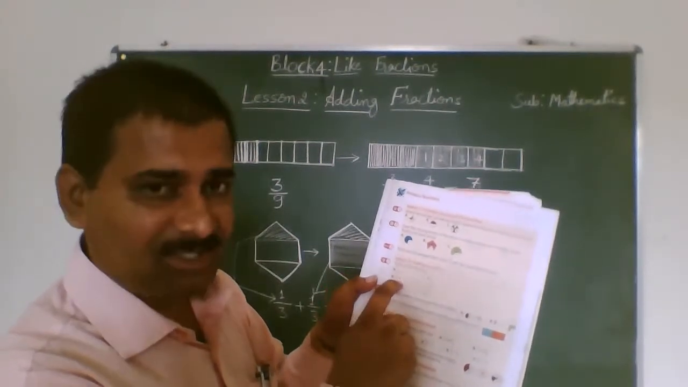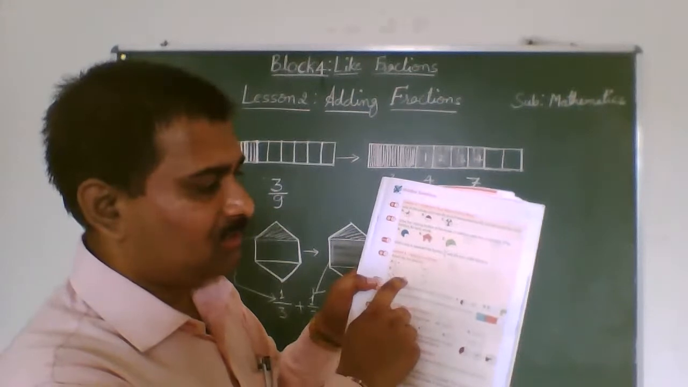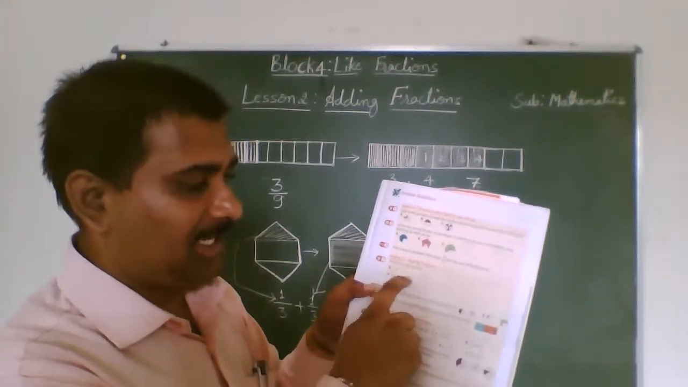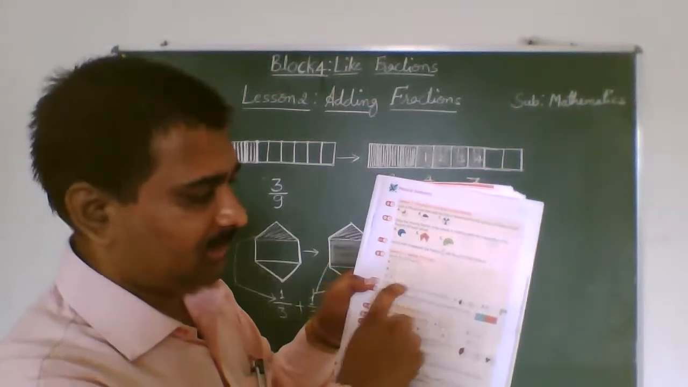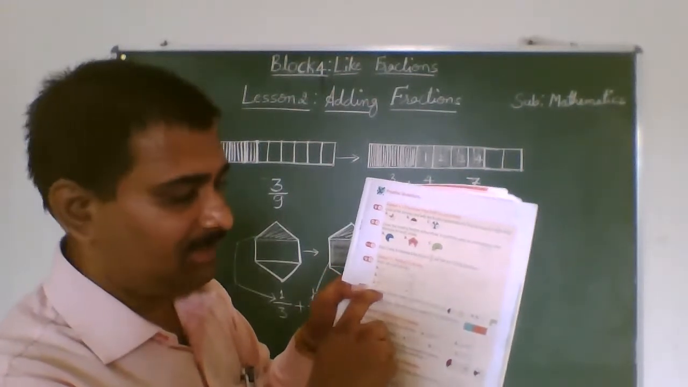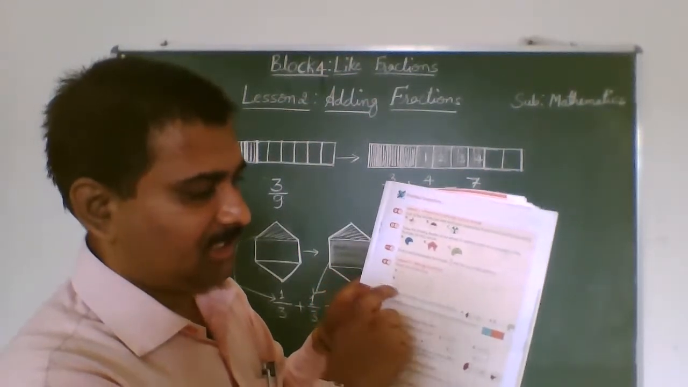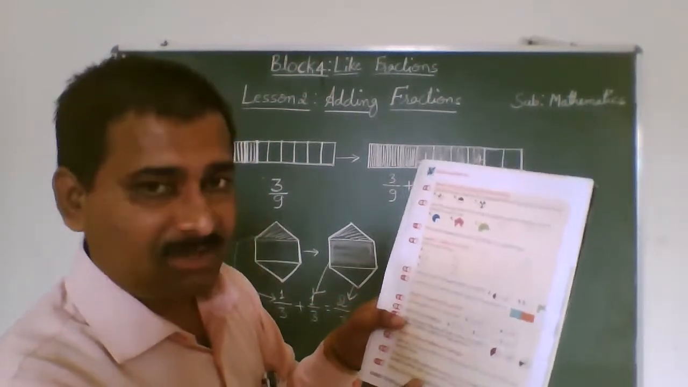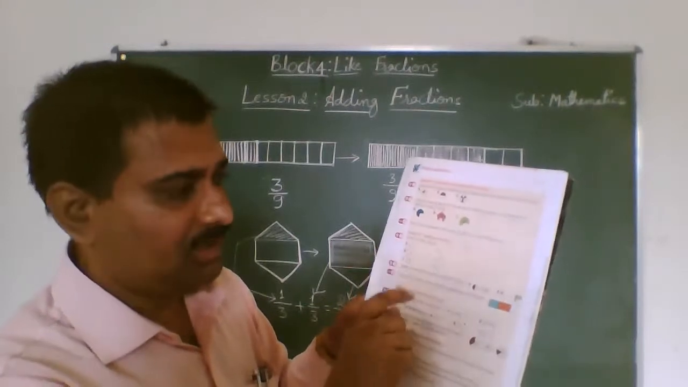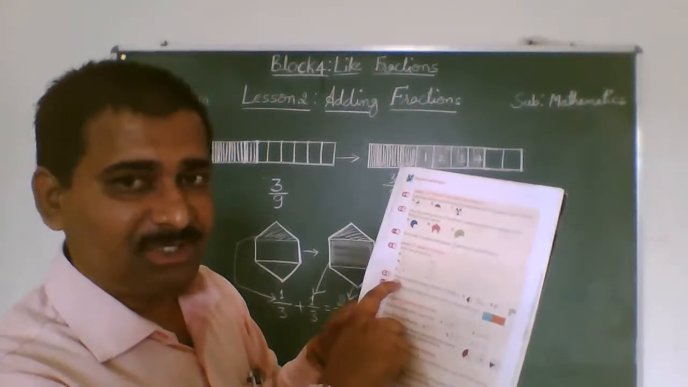Next, B is 2 by 3. Where you will find 3 in the denominator in the second column? Here, 1 by 3. C, 2 by 5. It is exactly opposite to 2 by 5, the answer is 3 by 5. First question is over. Second question is very simple, children.